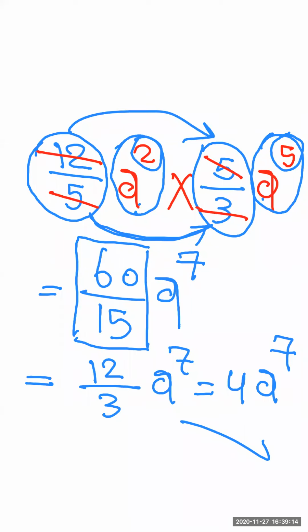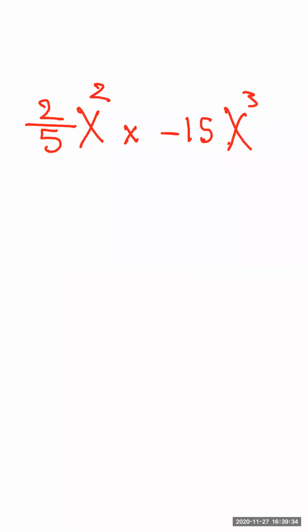Okay. So, one more example. If it's 2 over 5, x power 2 times negative 15 x power 3. Okay, in this case, guys, like before, I'm going first to multiply the coefficients. So 2 times negative 15. Actually, negative 15, as we said before.